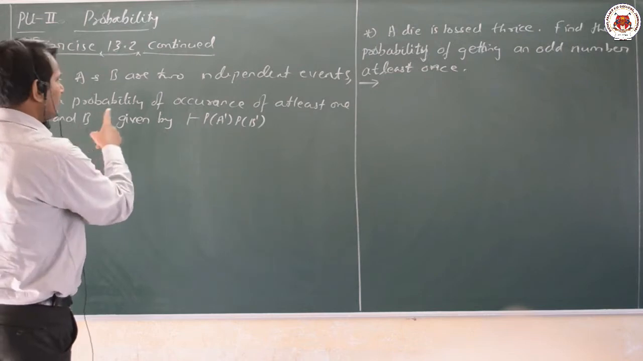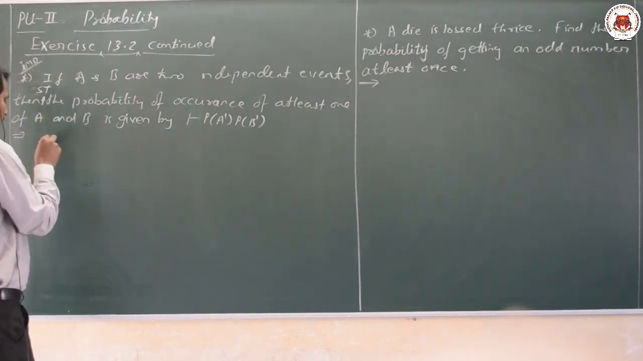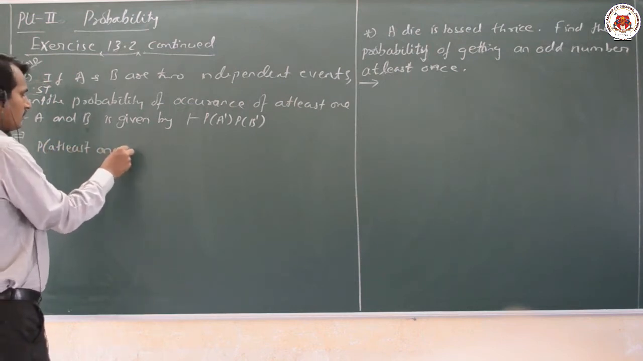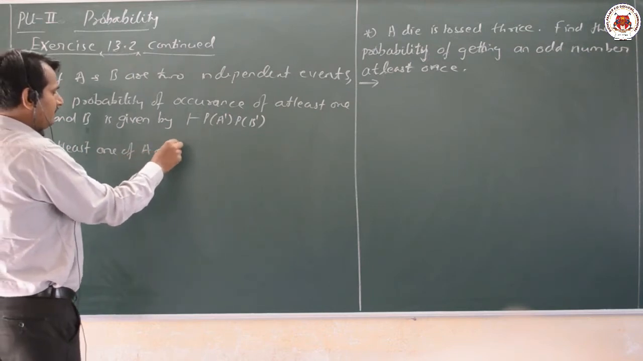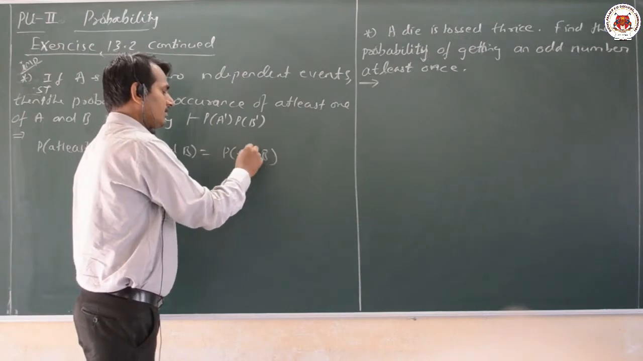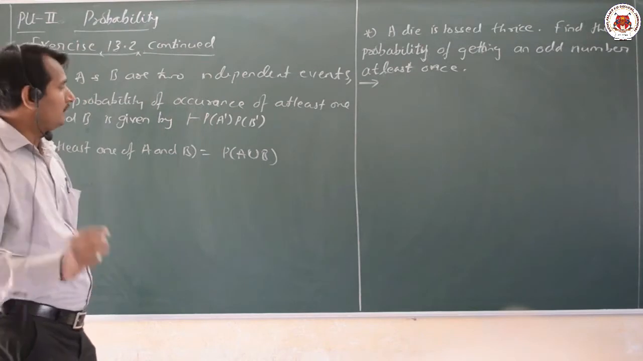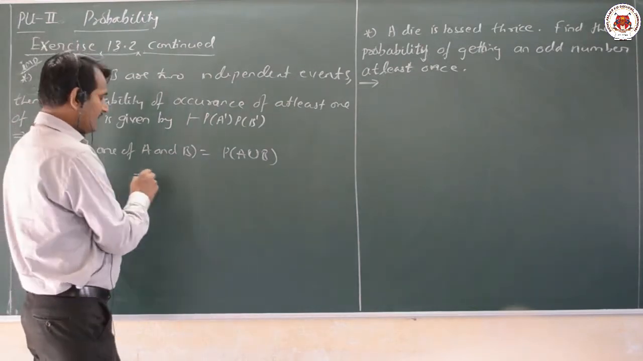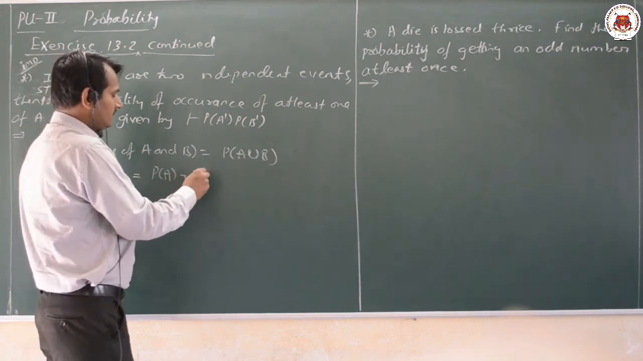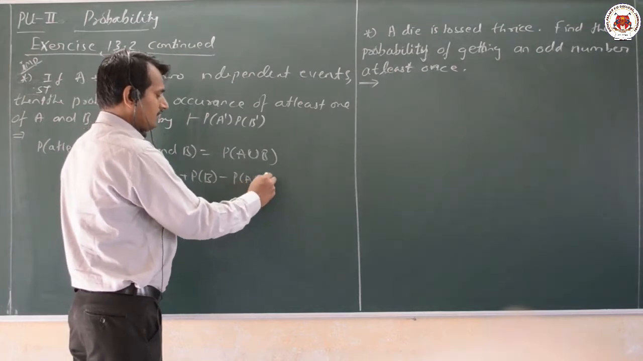Now the probability of occurrence of at least one of A and B is nothing but P of A union B, that is, minimum 1 or 2 or maximum. According to the addition theorem, P of A union B can be written as P of A plus P of B minus P of A intersection B.